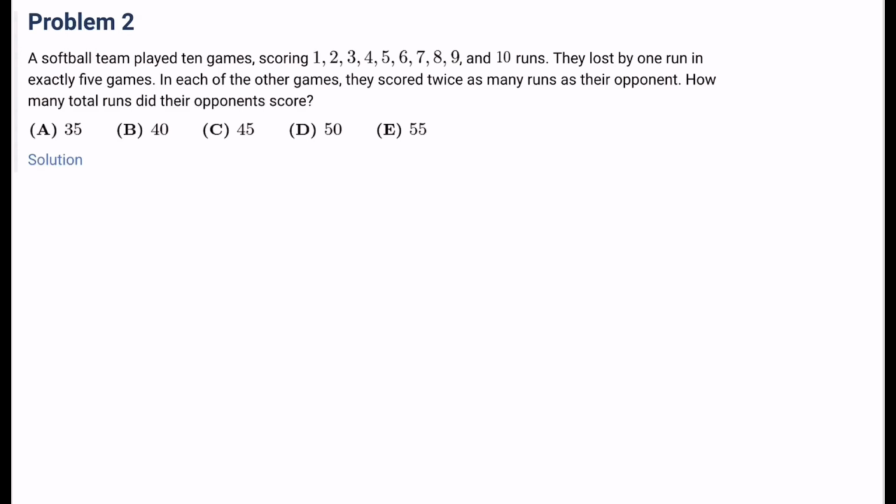Number 2: a softball team played 10 games, scoring 1, 2, 3, 4, 5, 6, 7, 8, 9, and 10 runs. They lost by 1 run in exactly 5 games. In each of the other games, they scored twice as many runs as their opponent. How many total runs did their opponent score?